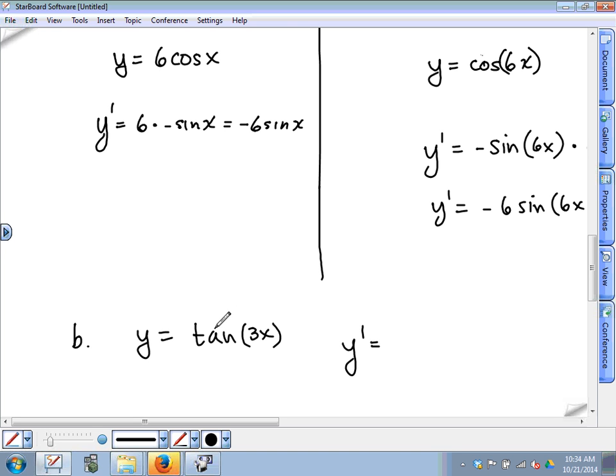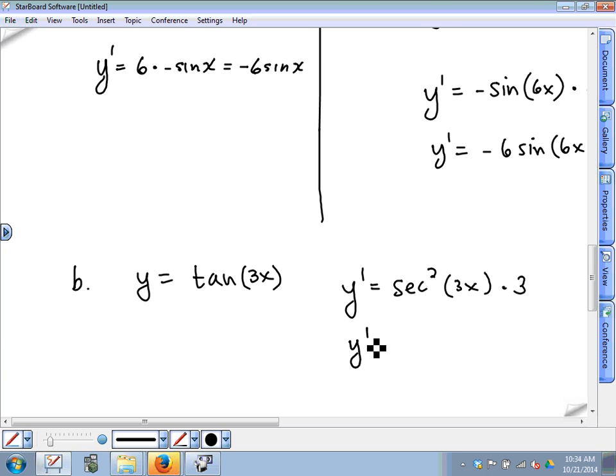First you do the derivative of just the outer function. So just tangent. What's the derivative of just tangent? So it's secant squared of 3x, but now we've got to multiply that by the derivative of the inner function. What's the derivative of the inner function? 3. So then y prime equals 3 secant squared of 3x.